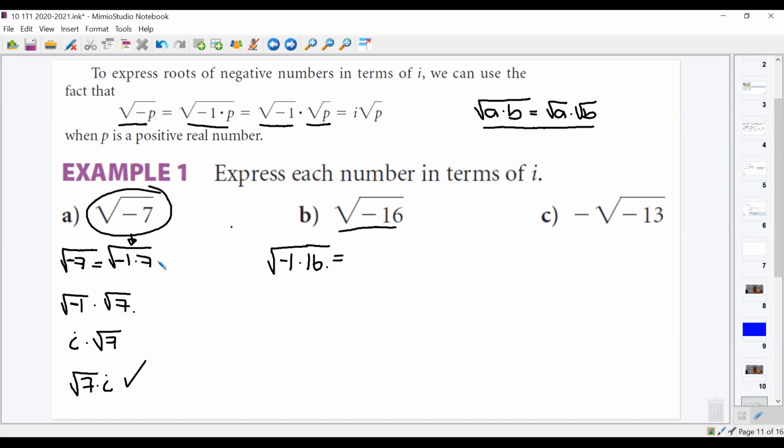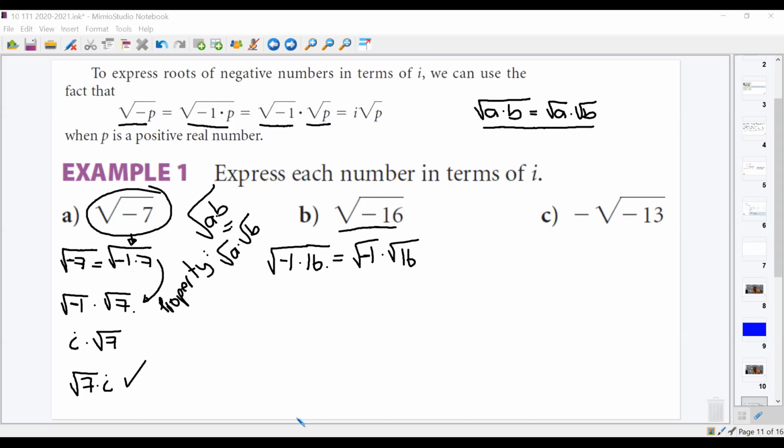After that, we use the property. What property? Well, the property that says that the square root of A times B is the same as the square root of A times the square root of B, right? So if you're using this same property, Ms. Soto, what can you tell me about the square root of -1 times 16? Square root of -1 times square root of 16. Thank you very much.